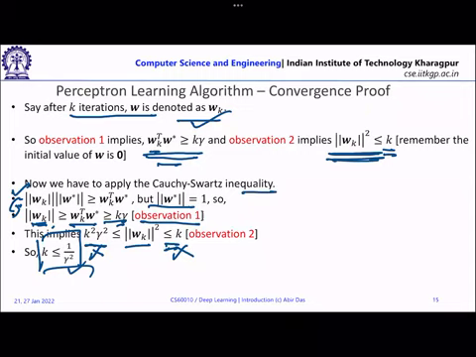Sir, what happens if initial W is not 0? Yeah, initial W, that is one assumption. The algorithm says that. You can always make the initial W 0, but I don't have a very good answer because I don't really know. We have to see. Maybe. Okay, no problem.